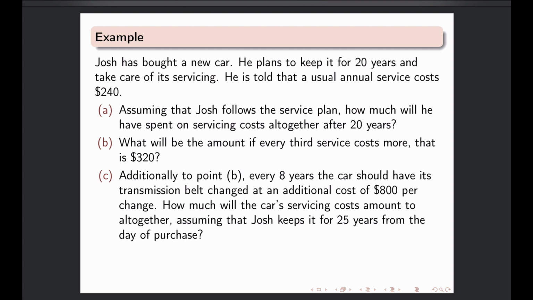But if we go to point B, then we get more information, or we ask what would be the amount if every third service would cost more, and that would be $320. So we look at year 1 and 2, he pays $240, then third year $320, and then again year 4 and 5, $240, and then year 6, $320 again. So in this case already, it is much easier to rather write a loop than to start thinking. So how many of those 20 years will be the more expensive ones and how many are the normal?